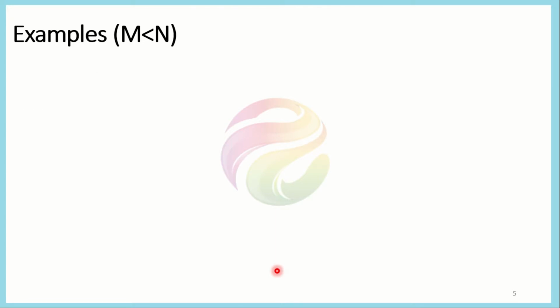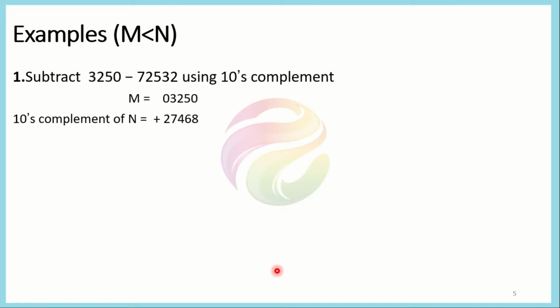Now we will be discussing the next case, when m is less than n. We have taken the same two numbers here, but this time we are subtracting from a different perspective. Now we are doing this number minus this. So first we have written m here. We will take the tens complement of this, which we can easily calculate. You can use the formula or the thumb rule: just subtract the first number from 10 and the rest of the numbers from 9. We will get this as the tens complement of this number.